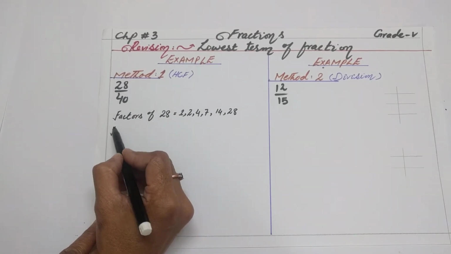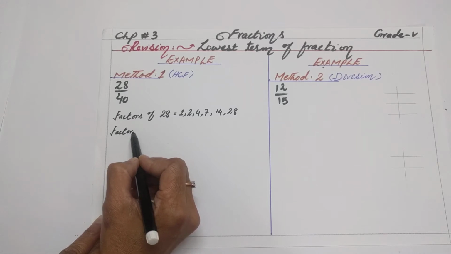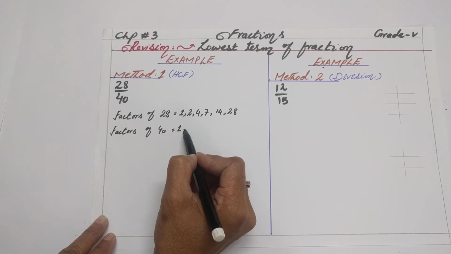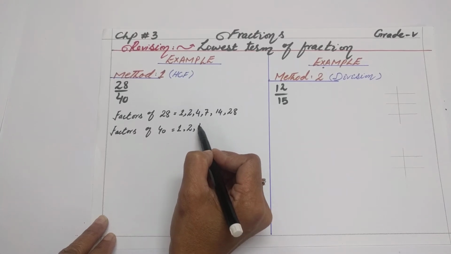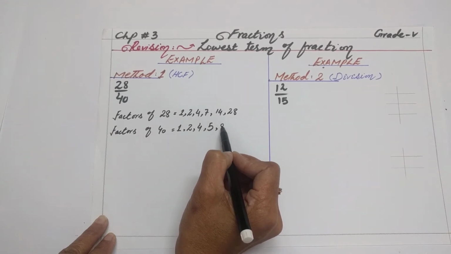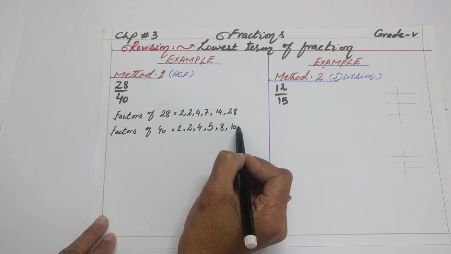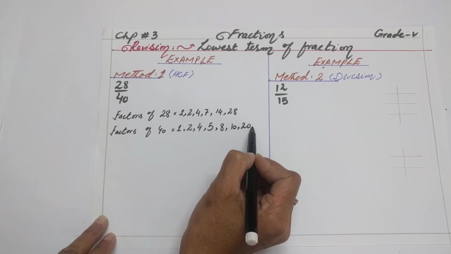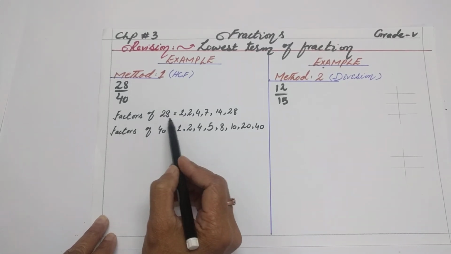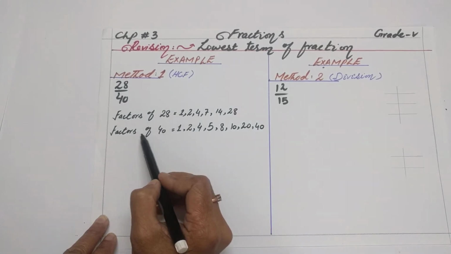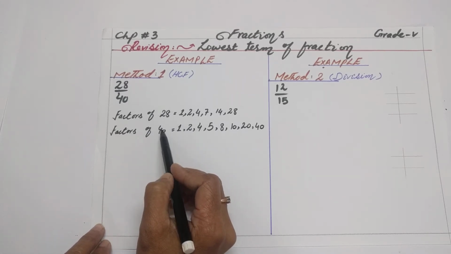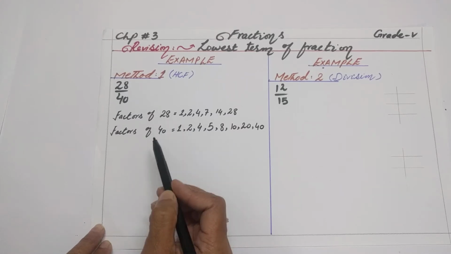Now we have to find the factors of 40. Factors of 40: 1 is a factor of 40, 2 is a factor of 40, 4 is a factor of 40, 5 is a factor of 40, 8 is a factor, 10 is a factor, 20 is a factor, and 40 itself is a factor. So these are the factors of 28 and these all are the factors of 40. Factors mean the numbers which divide the given numbers exactly without leaving any remainder.